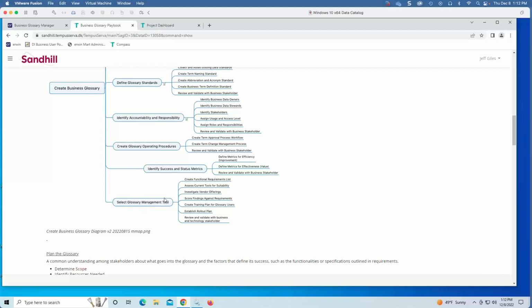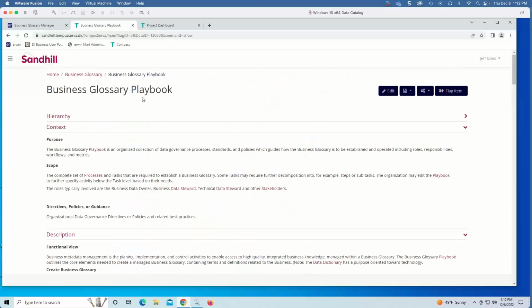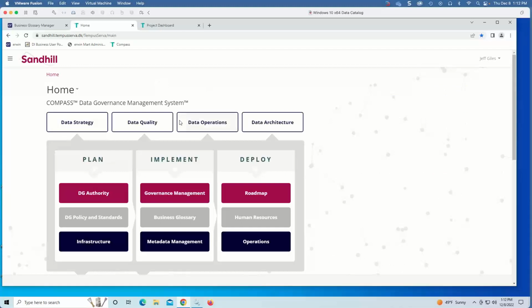And then finally, last is to actually select a tool to host and manage your business glossary. So these are some of the things that you want to be aware of before you even begin building out a data governance program. And these are some of the things that Compass helps you with.